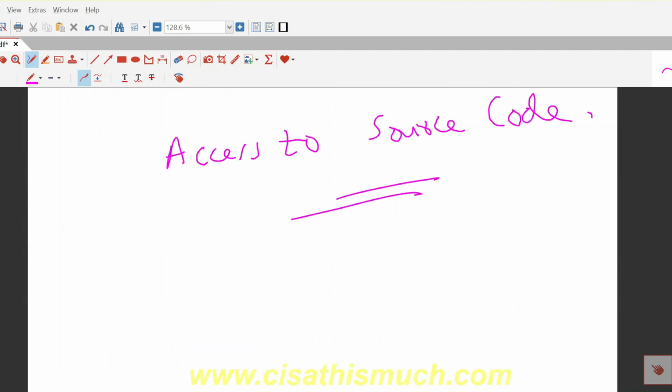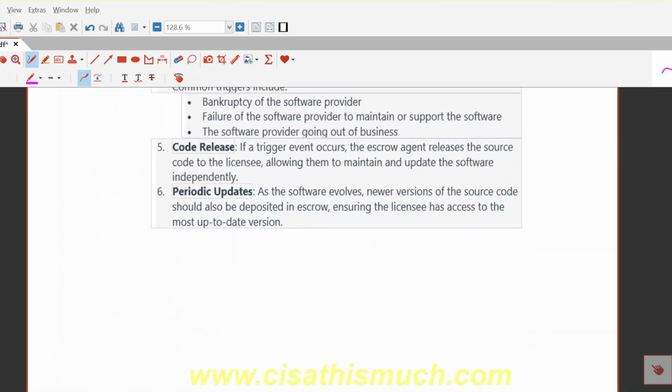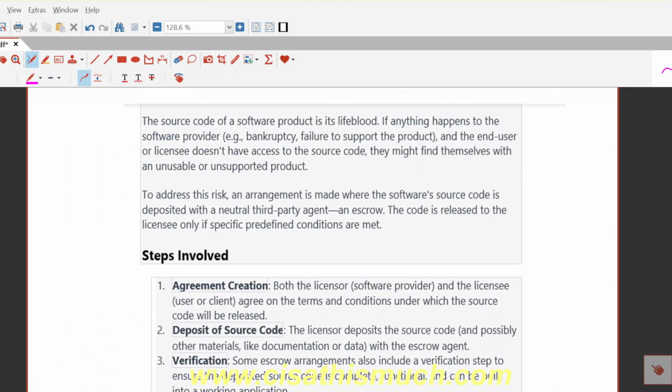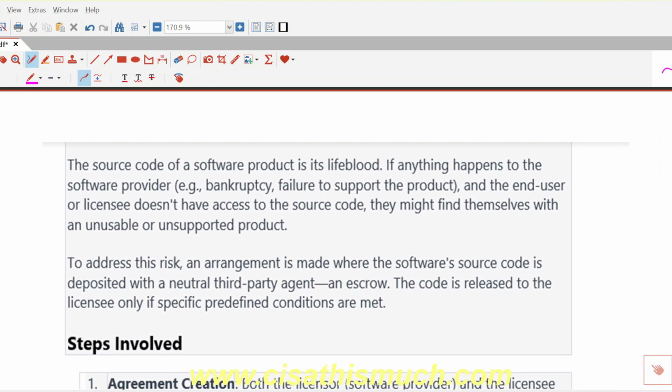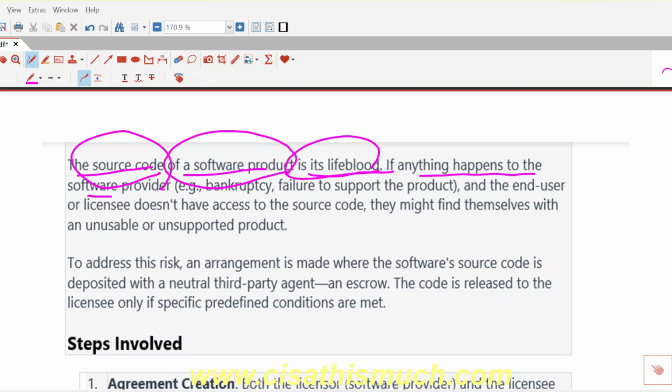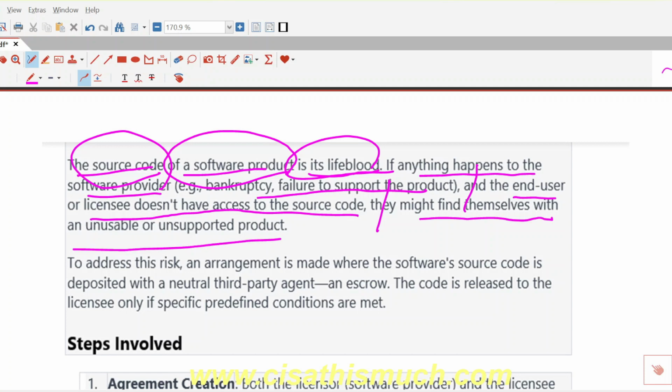So we will discuss now, and then we will look at the real agreement. We will just discuss some theory part. It's not that important, but now you will understand what exactly a source code escrow agreement is. The source code of a software product is its lifeblood. If anything happens to the software provider, for example bankruptcy or failure to support the product, and the end user, the licensee, doesn't have access to the source code, they might find themselves with an unusable or unsupported product.